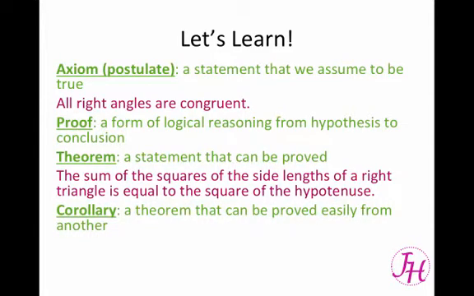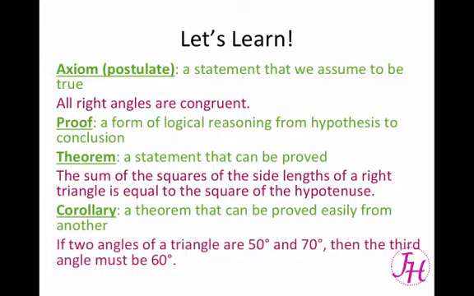A corollary is a theorem that can be proved easily from another. For example, if two angles of a triangle are 50 degrees and 70 degrees, then the third angle must be 60 degrees.